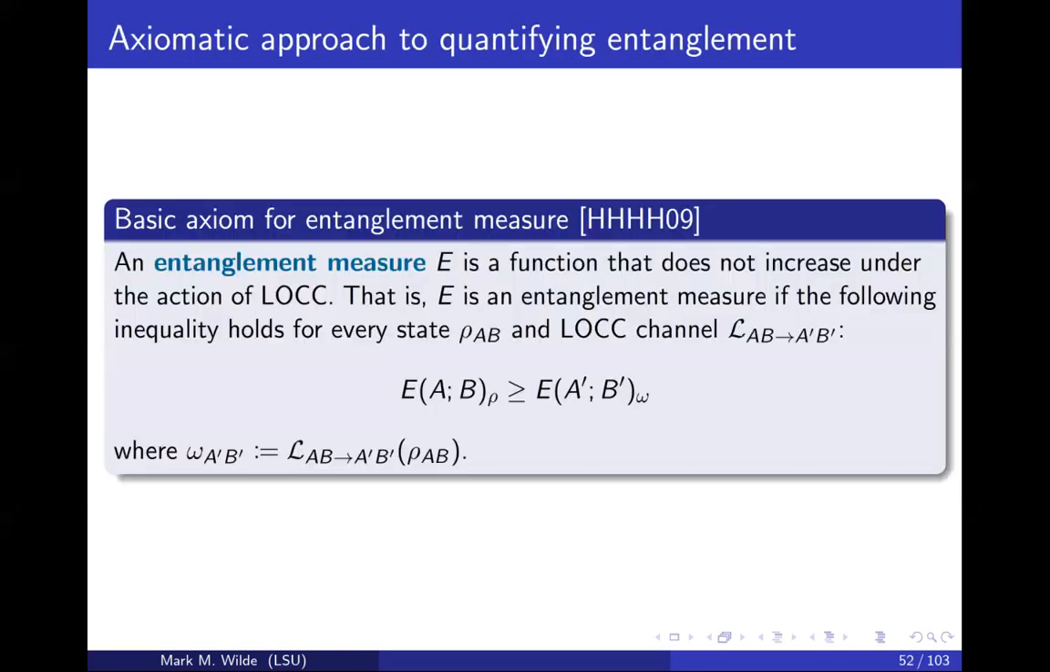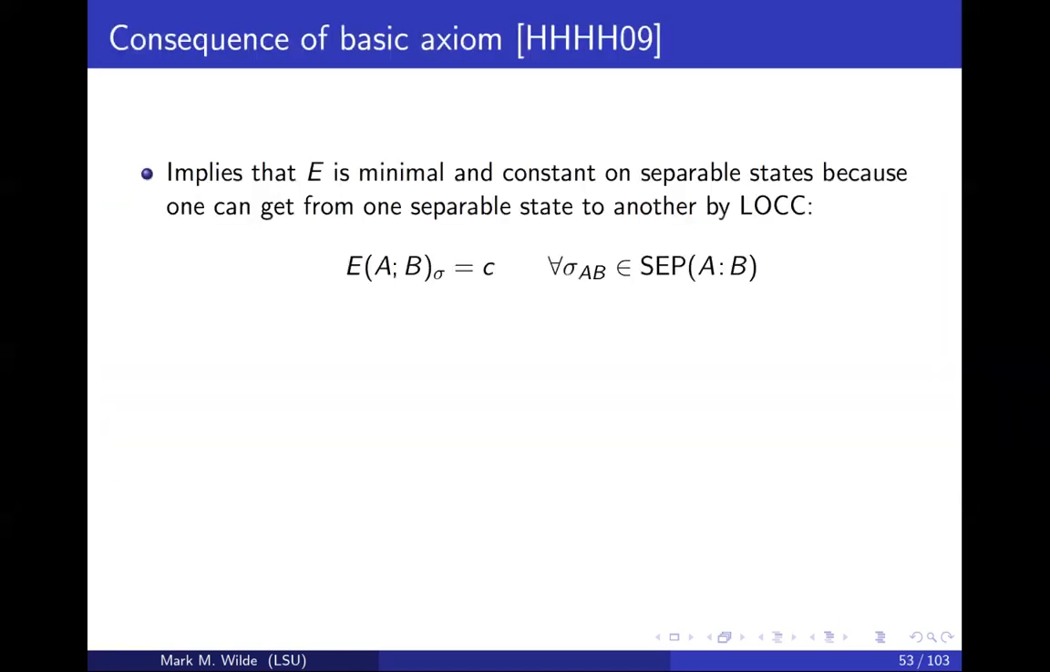So we have this basic axiom. What is a simple consequence? A simple consequence is that this entanglement measure is minimal and equal to a constant on the set of separable states. Why is that? You can get from one separable state to another by means of LOCC. So if you think about it a bit, it means that the entanglement measure just has to be the same for all separable states. And it's equal to a constant.